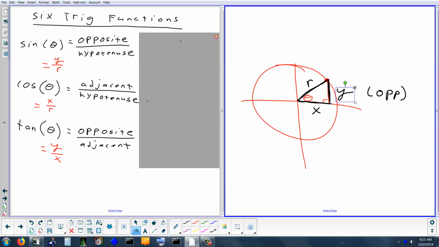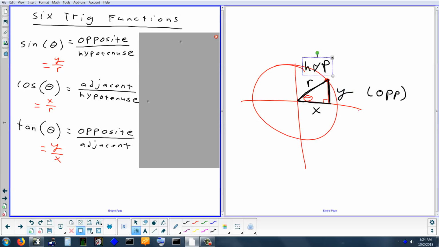And r is across from the 90, so we call that side the hypotenuse. Across from the 90. So r is the hypotenuse, y is opposite, but look what happens. Y over r is the same as opposite over hypotenuse. It's just giving a different name to the exact same thing. That's exactly what we did last week.